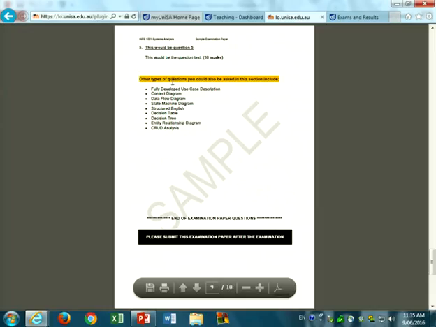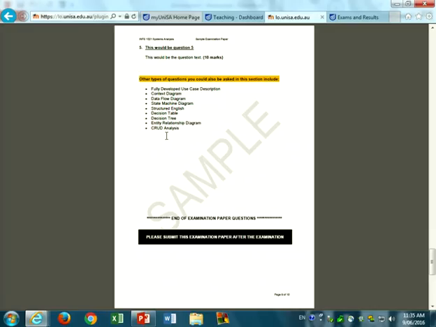So as I said, other types of questions you could be asked are based on these. And these are the things I was referring to. So section C gives you some examples of diagrams. Create yourself a little copy of each one of these diagrams on your cheat sheet and label them so you know what they all look like.